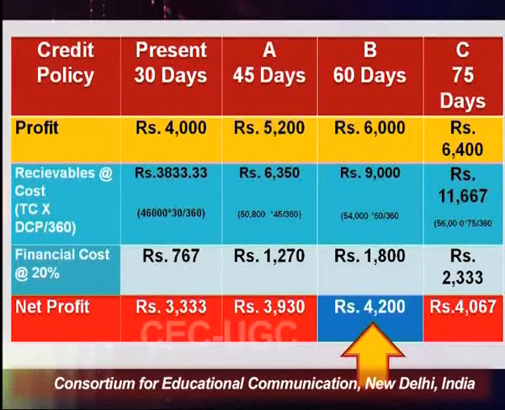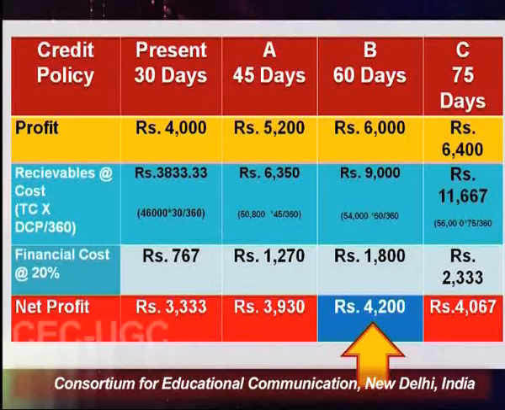What is my financial cost? Once we have calculated the amount of receivables, we have to simply multiply them with the financial cost, that is the rate of interest given in the question, which here is 20%. And once we multiply 3833.33, that is the receivables at cost, with 20%, we get the amount of financial cost, that is the interest, which becomes rupees 767 for the present option, that is the policy of 30 days.